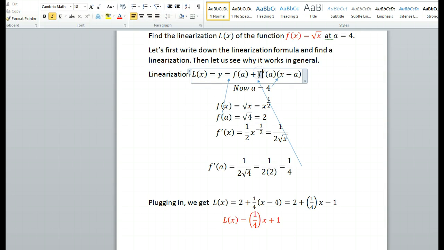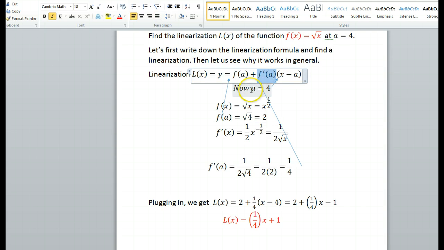We need to find f prime of a. How do you find f prime of a? Well, first we need to find the derivative and then we plug in a. So we'll start from here. How do you find the derivative? We find the derivative of x to the 1/2. That will be 1/2 x to the negative 1/2, and if you take the exponent downstairs again as a positive exponent, then 1 over 2 square root x. So that is f prime of x. But we really want to find f prime of a.